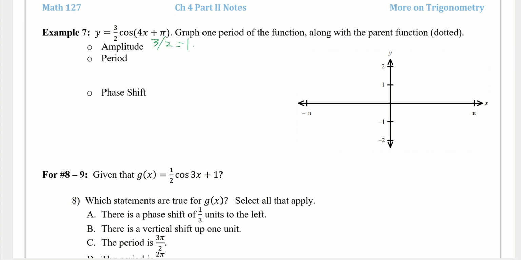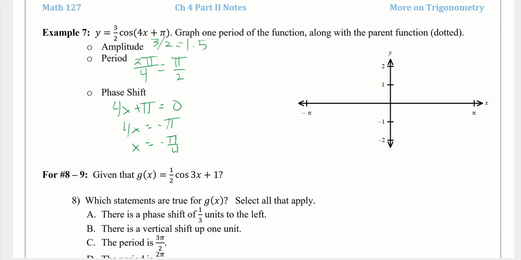Okay, so 1.5. My period is going to be 2 pi over b, which is 2 pi over 4. That simplifies to pi over 2. Okay. And then the phase shift, we solve out the parentheses. So this is going to subtract the pi. And so x is equal to -pi over 4. Cool. And so again, there's a million ways to go about this one. But what I would do is I would do my phase shift. Okay, so we don't have a vertical shift or anything like that. So everything will be kind of on our x-axis there.